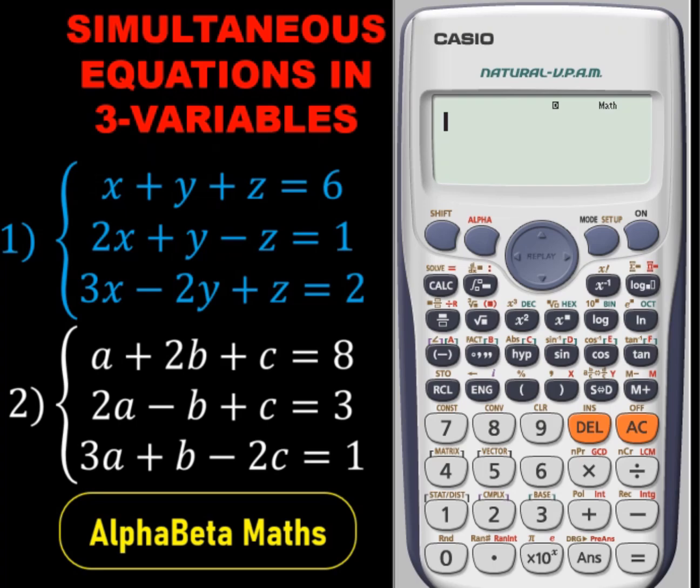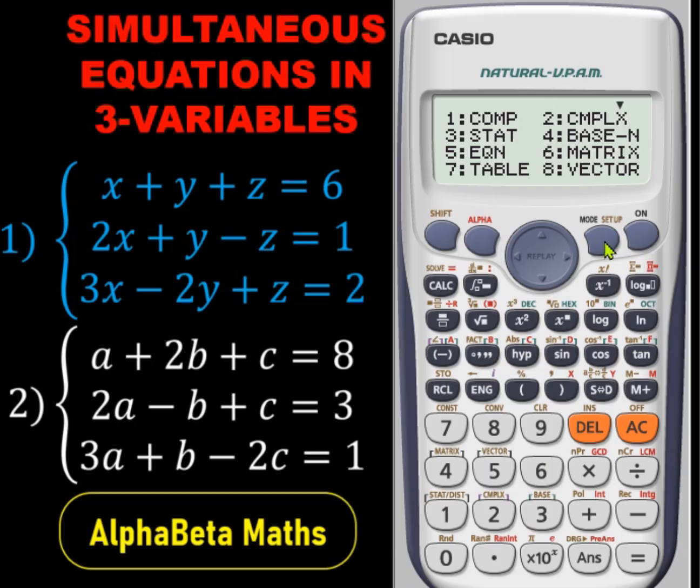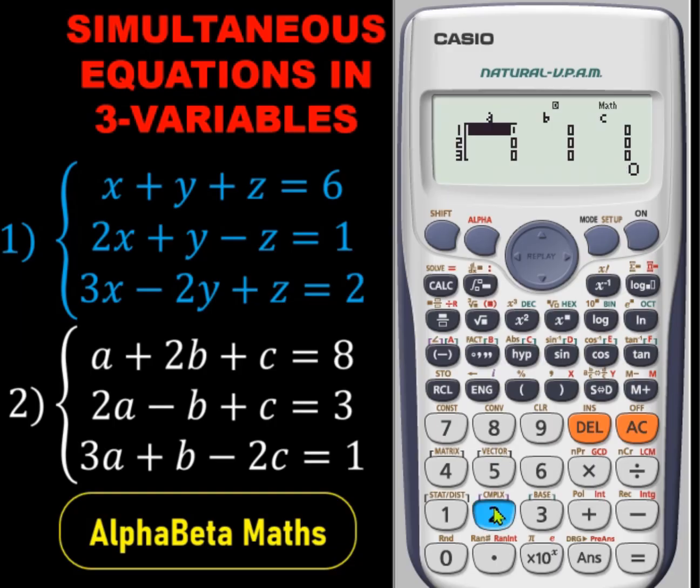This is how to use the calculator to solve simultaneous equations in three variables. So the first thing you do is to press on mode. Then you select number 5, which stands for equations. Then you select number 2. So number 2 is used to solve simultaneous equations in three variables.